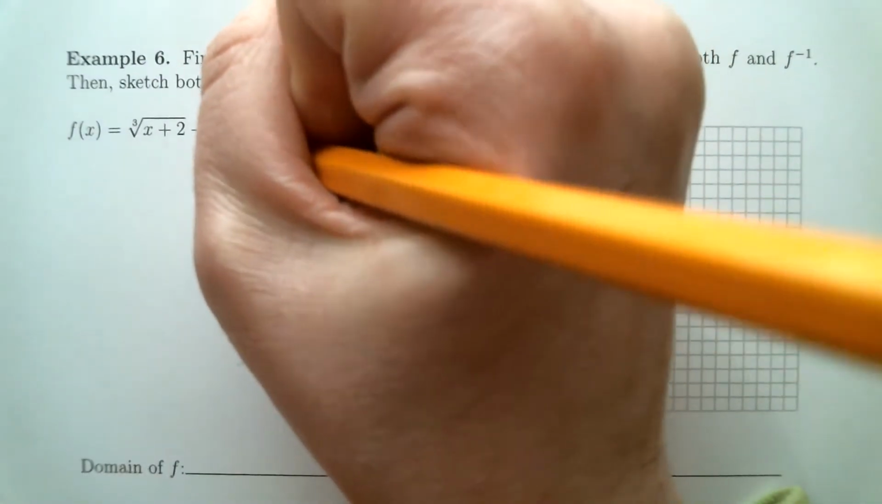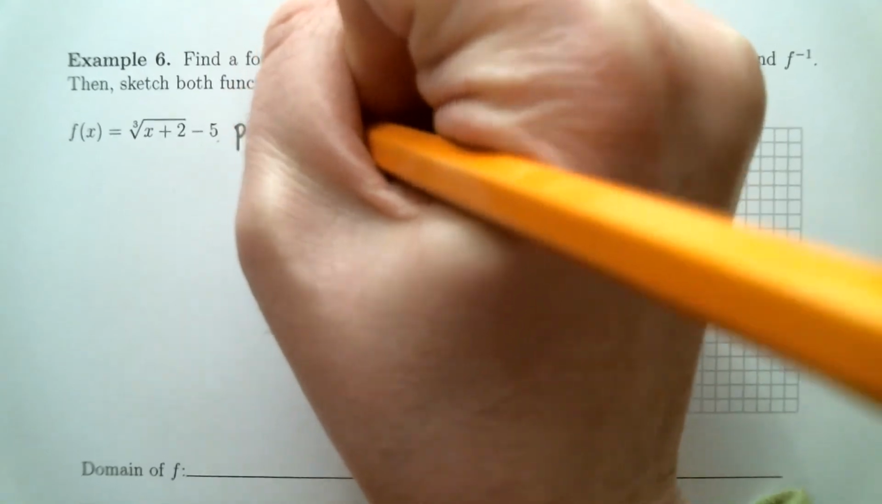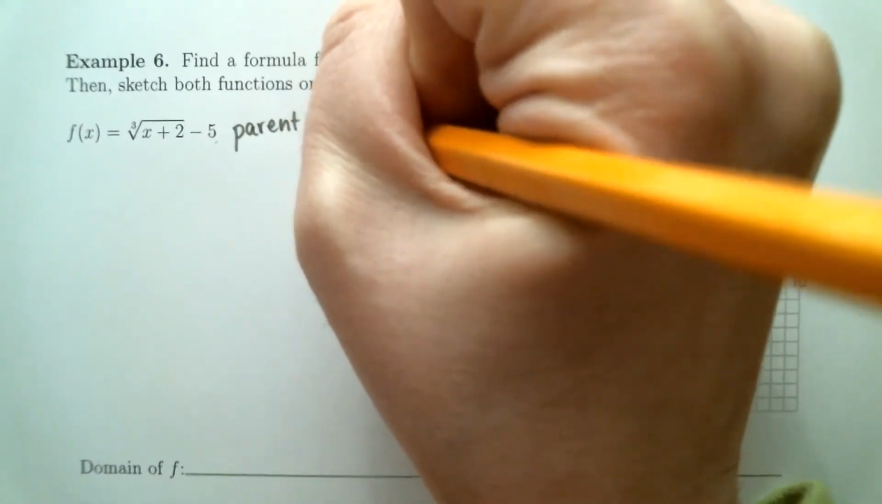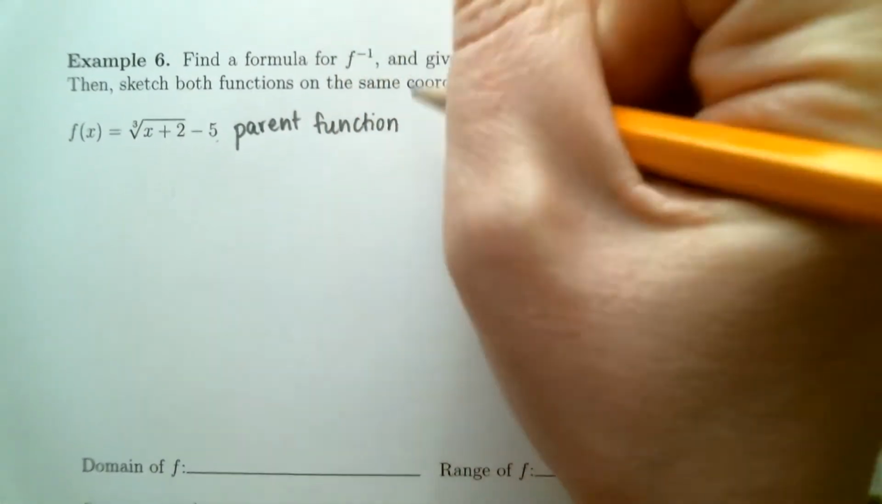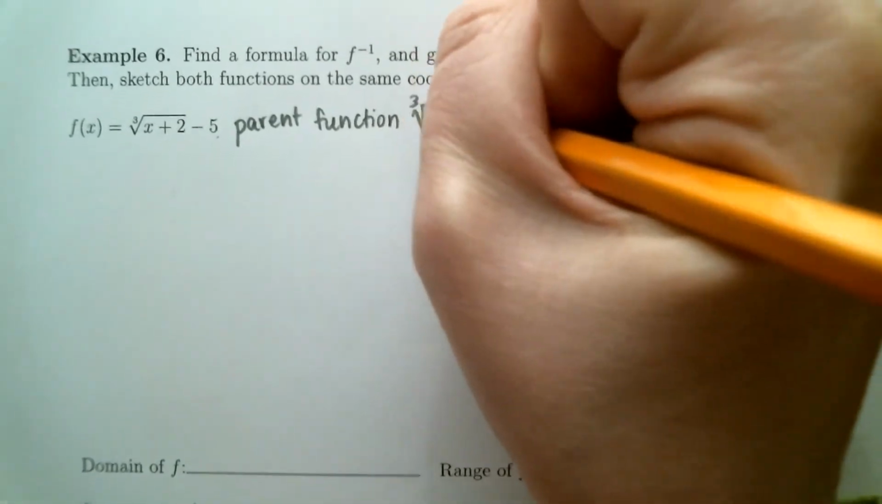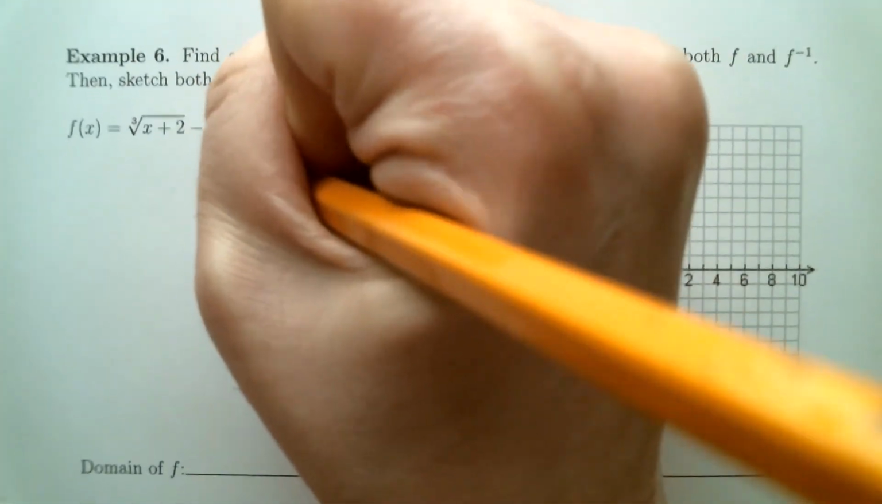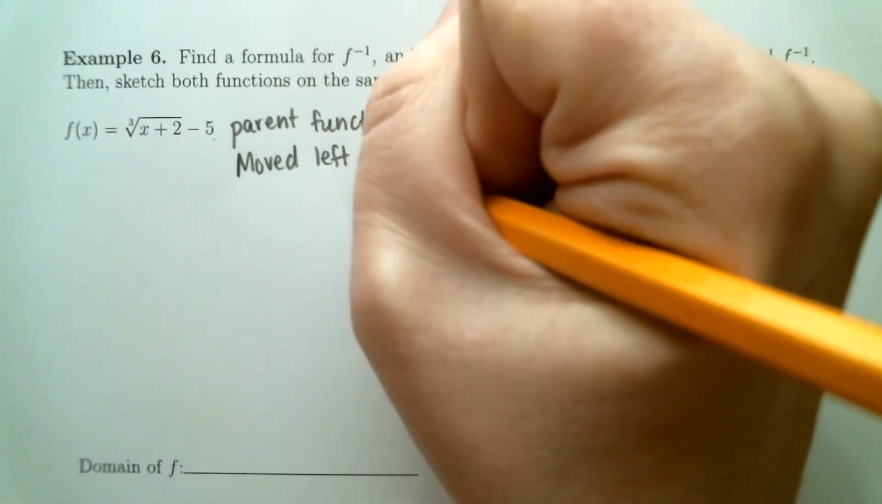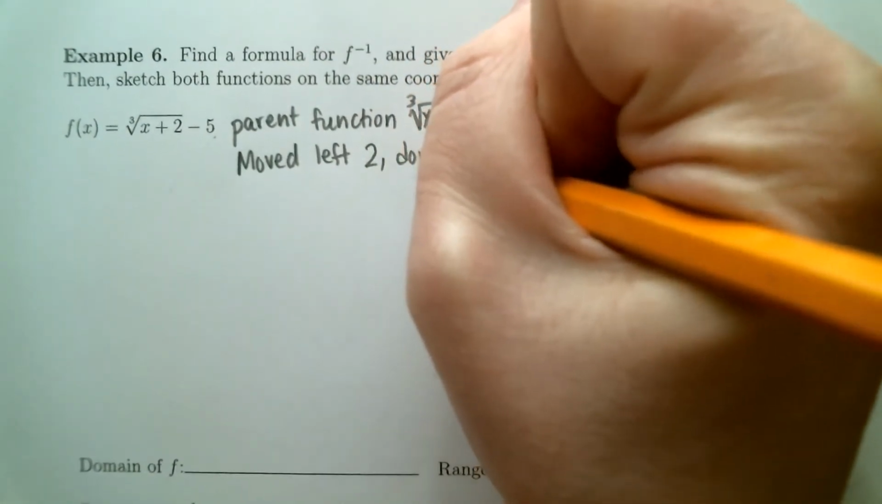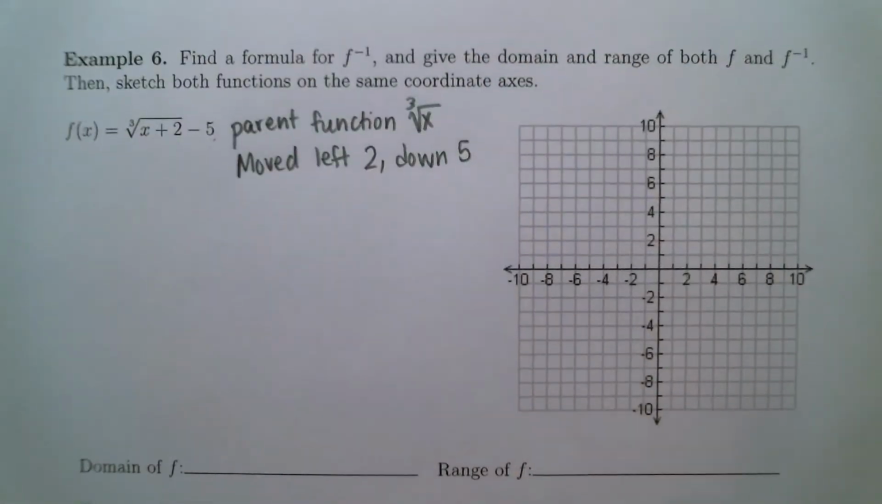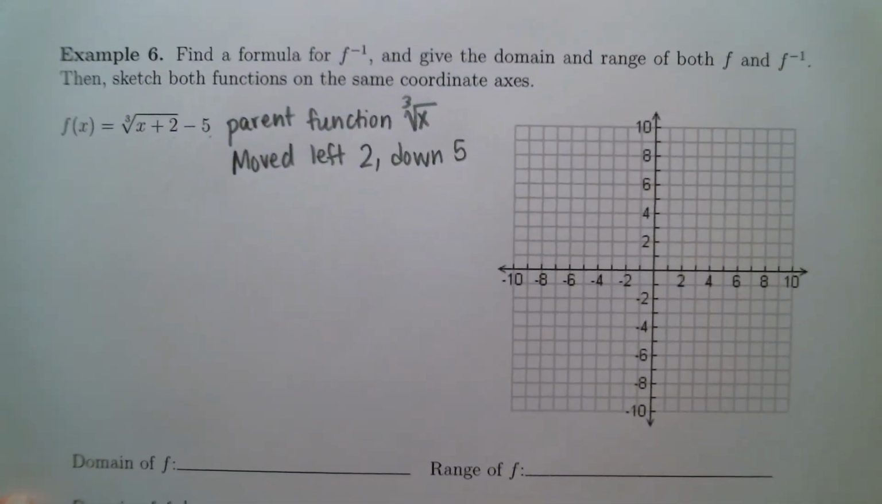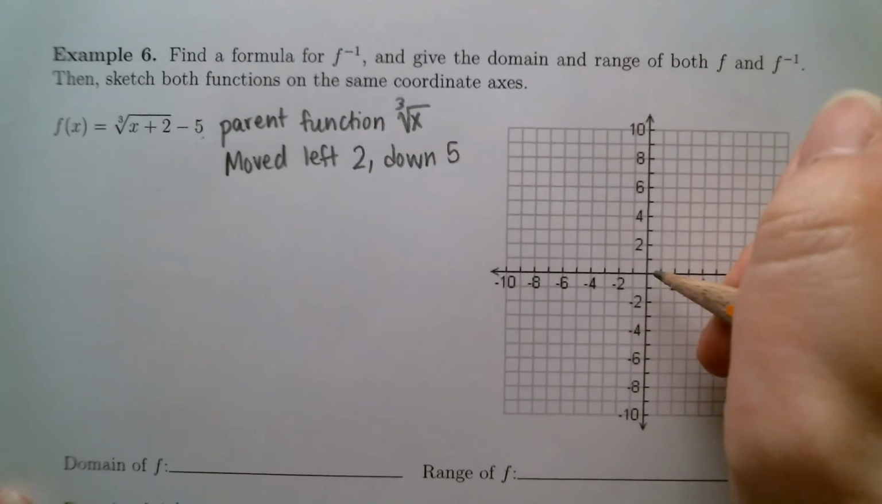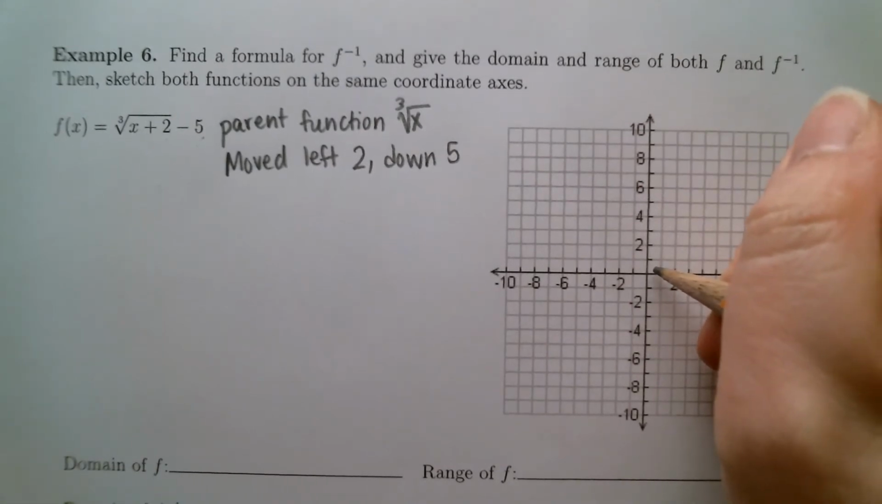Okay, so let me write here, the parent function is the cubed root of x. It is moved left 2 units and then down 5. Okay, so that's what we're going to try to graph here. So I'm going to first draw with x's the points on the parent function.